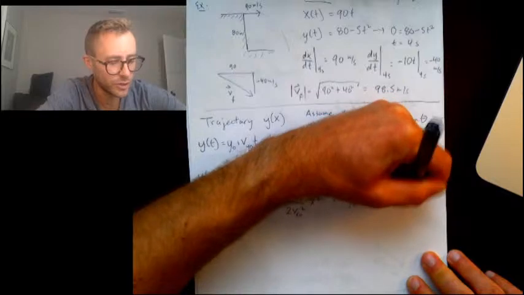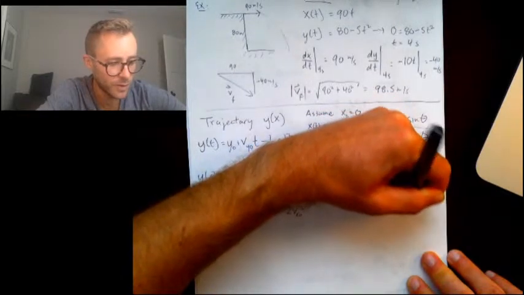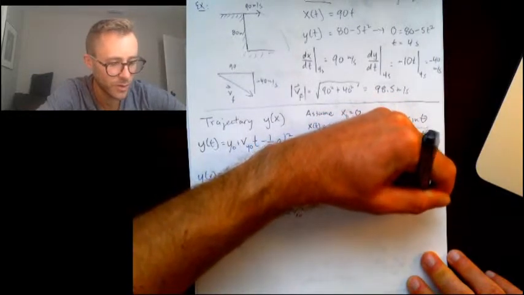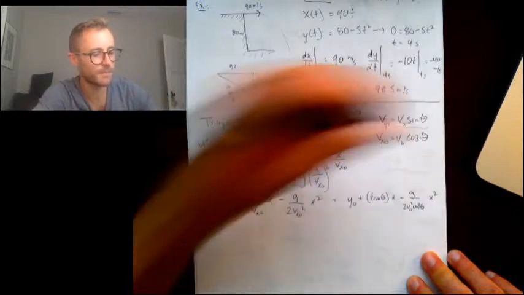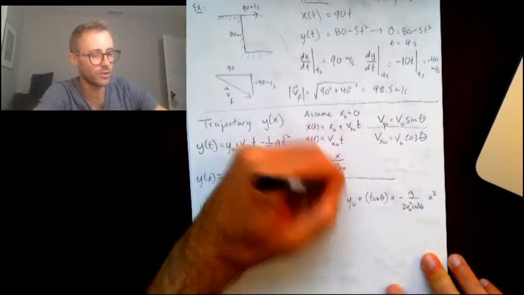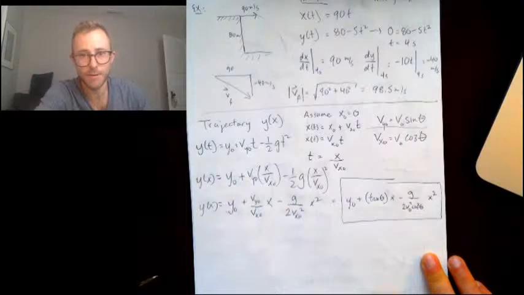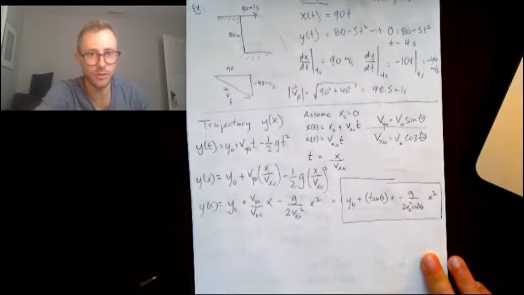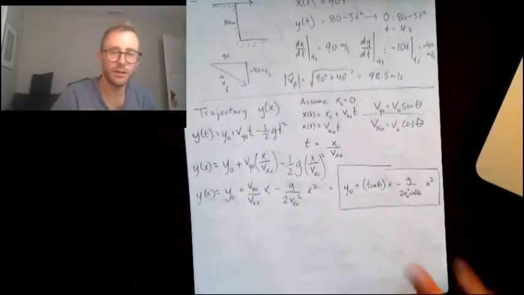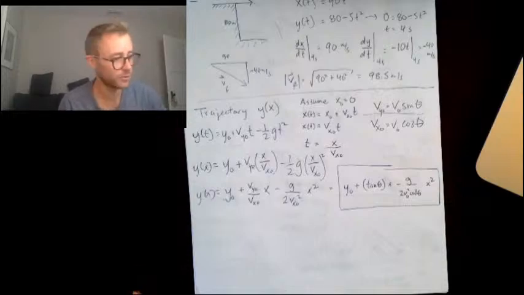Minus g over 2 v naught squared cosine squared of theta x squared. So this is called the trajectory function for projectile motion. All right, so that's a new thing that we didn't discuss last year. And it allows us to solve some pretty cool problems. So let me show you.